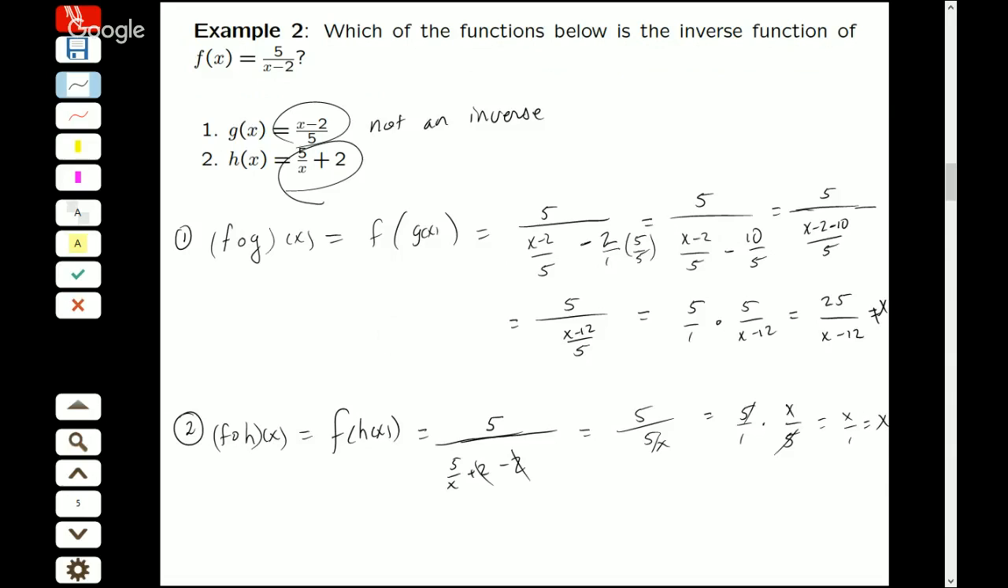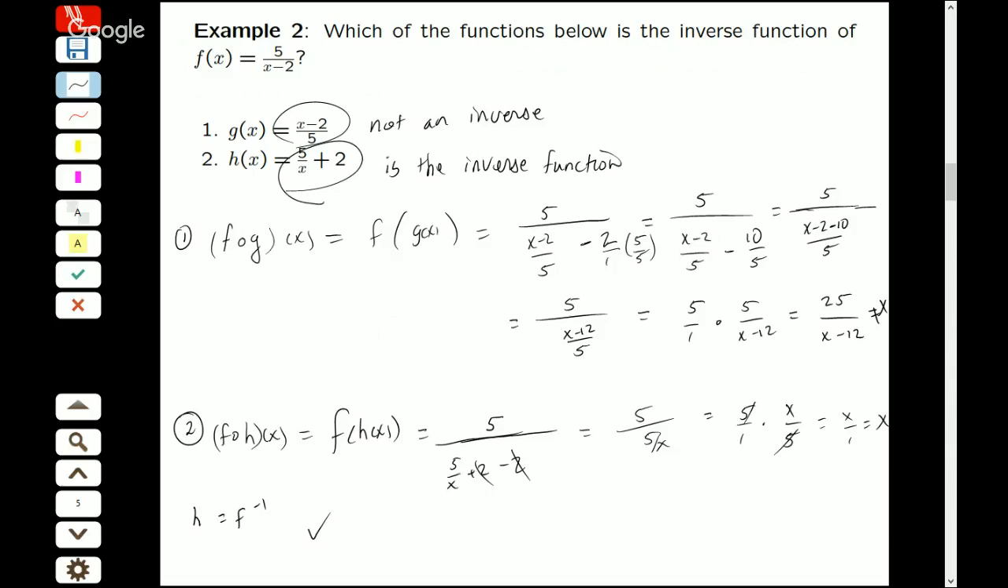Did you end up with x? So h equals f inverse. H of x is the inverse function. Okay, that one is the inverse function.